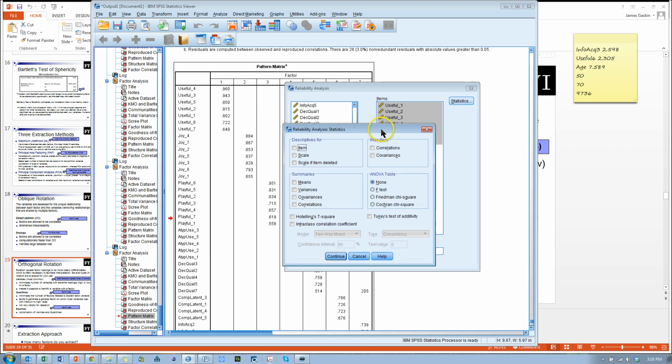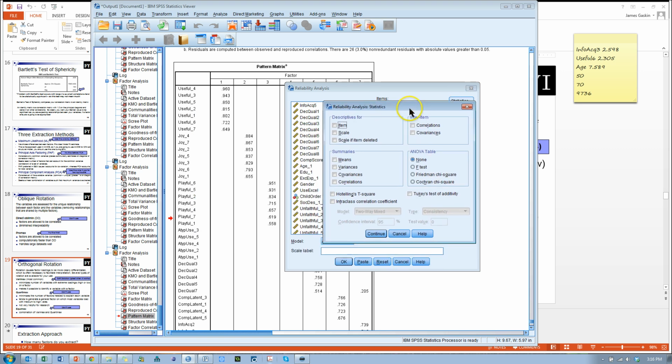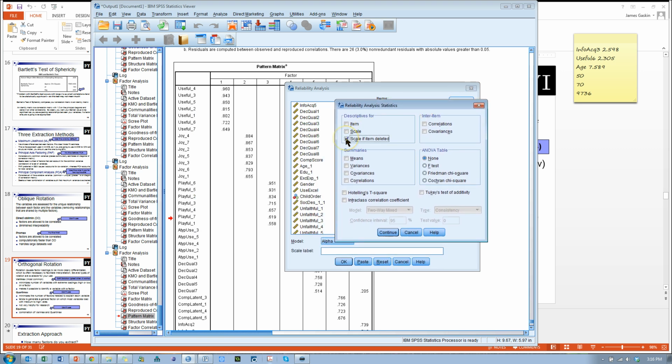Okay. In the statistics box, there's this option, scale if item deleted. What this is going to do is produce a Cronbach's alpha and then say, if you deleted this item, what would your Cronbach's alpha be? And if you deleted that item, what would it be? So to see if we can improve our reliability.